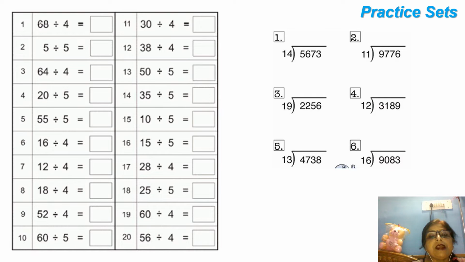My dear students, the next practice set is given here. Here, fill in the blanks. Whatever answer you find after the process, you have to write in these blank columns. Next question is division by 2 digits. Write it down in your copy and solve it. Then write the quotient and remainder. If there is a remainder, write it down here.